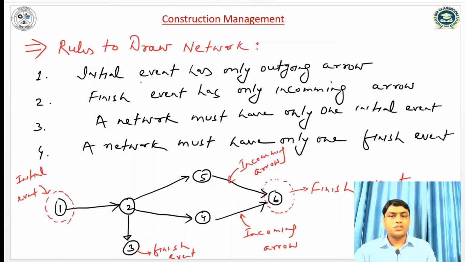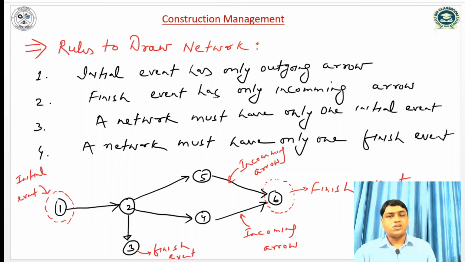So the first rule is the initial event has only outgoing arrows. In the given network diagram, this is the initial event. The initial event should have only outgoing arrows, there should be no incoming arrow. So this will be the initial event, and it should have only outgoing arrows.